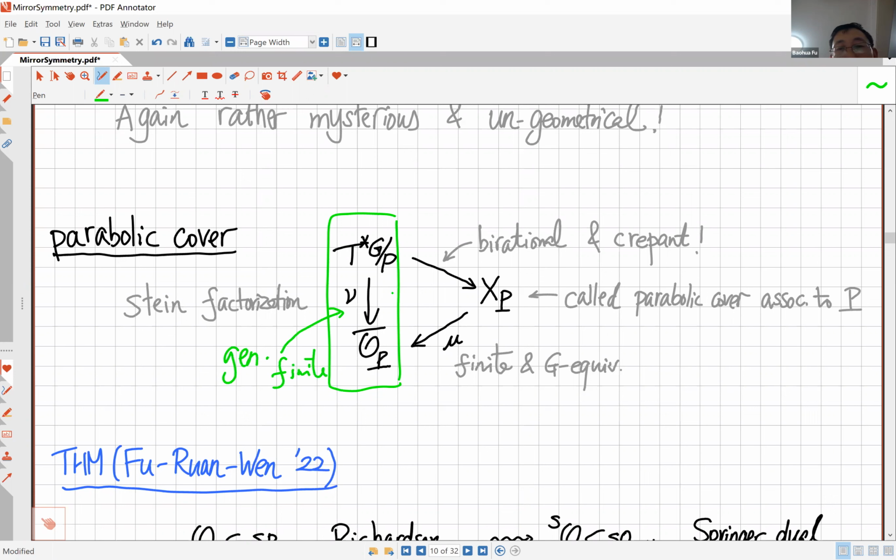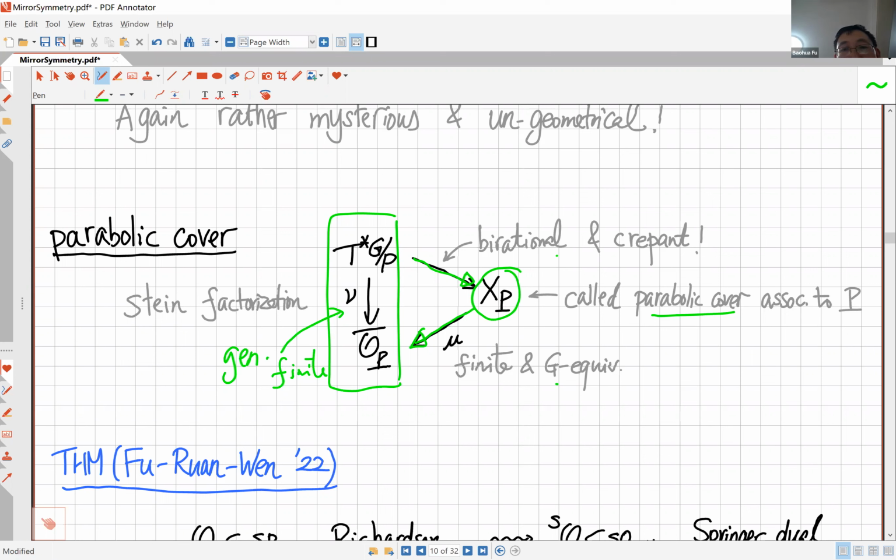And so you can take this Stein factorization. Then you get something birational, and then this is finite, so finite and also G-equivariant, because this mu is G-equivariant. So if you take a Stein factorization, you get a certain G-equivariant cover. This X_P is called the parabolic cover of this O_P.